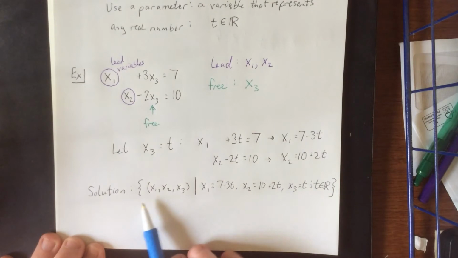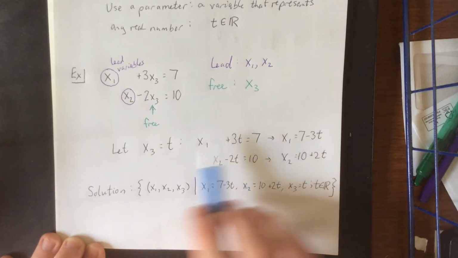So, just expressing this as ordered triples and then explaining all the things that we just said over here.